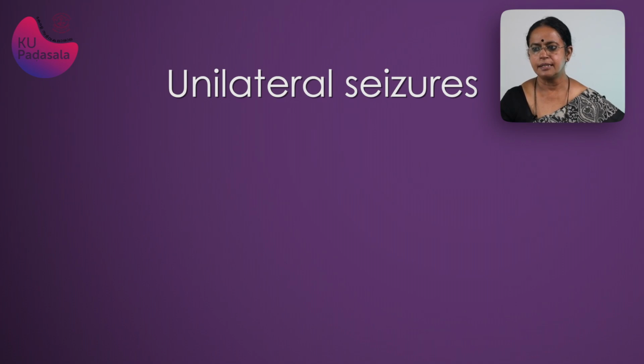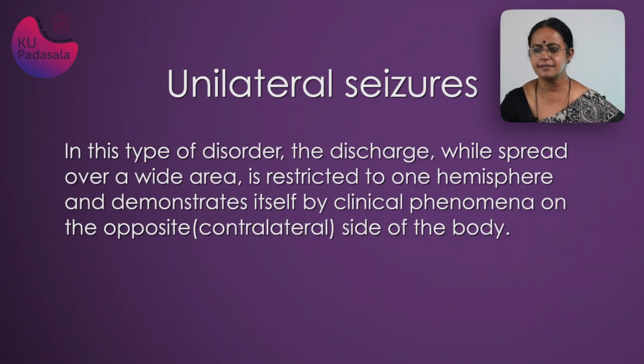Then we'll learn about unilateral seizures. In this type of disorder, the discharge, while spread over a wide area, is restricted to one hemisphere and demonstrates itself by clinical phenomena on the opposite or contralateral side of the body.